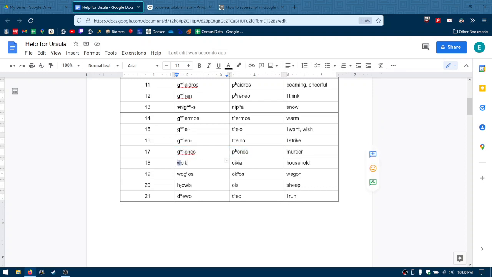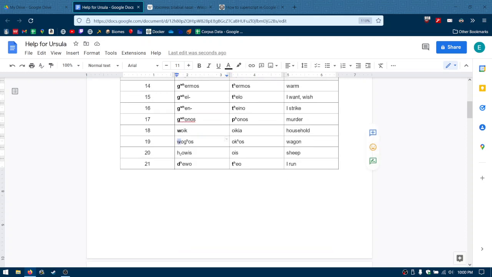Then we come down here and we see that W is elided, it goes away, but the K is the same, and the vowels don't really matter. W is elided again here, and it's elided again here. It goes away in all those cases, and here. So W is going away.